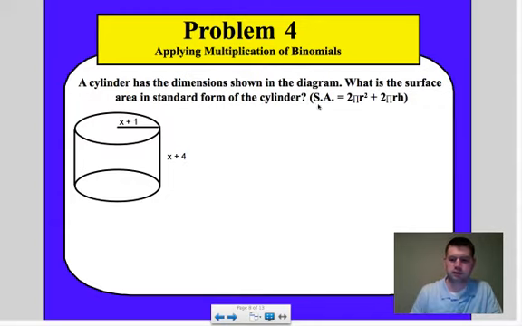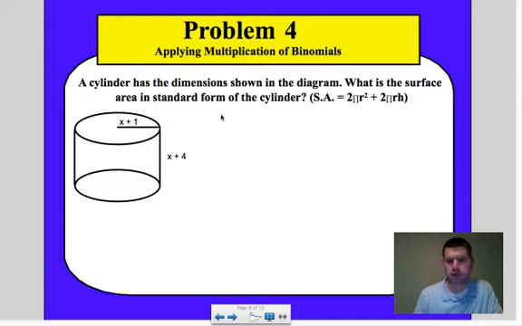I gave you the surface area formula of a cylinder. It's 2 pi r squared plus 2 pi r times the h. So they gave us the height and they gave us the radius, but it's in the binomial format. It's x plus 1 and x plus 4, which is fine, it's just we don't know what it is.